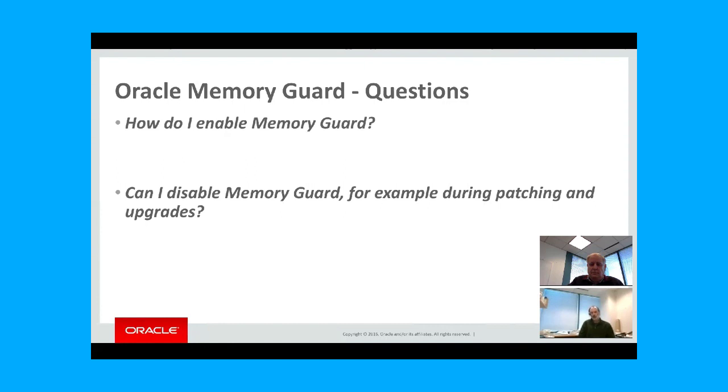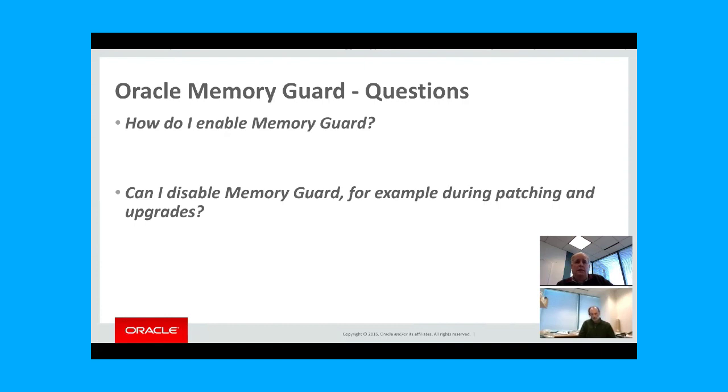So for example, there is some work that goes on in database upgrade, which results in services being shut down. Memory Guard is able to respect that because it knows what's going on. It isn't going to immediately say, oh, okay, I need to start these services. So generally speaking, there should be no need to disable Memory Guard, but in certain cases, it can be disabled if necessary.